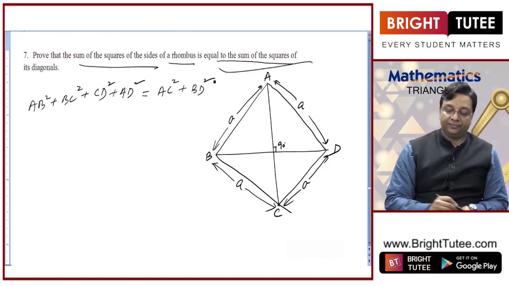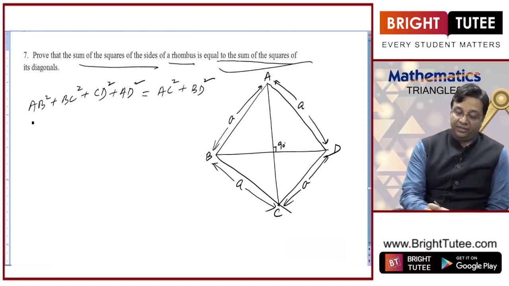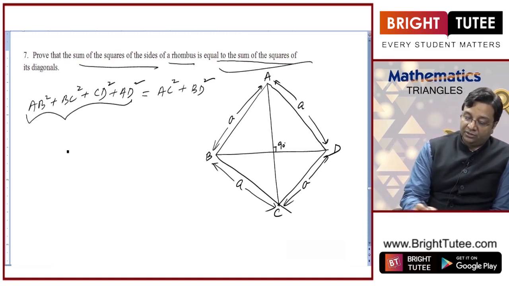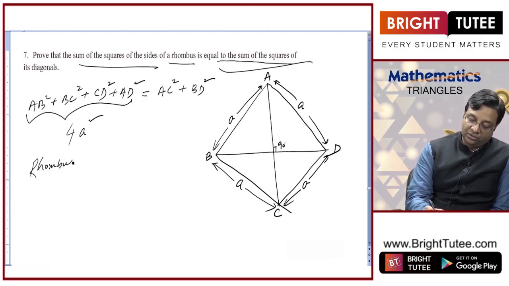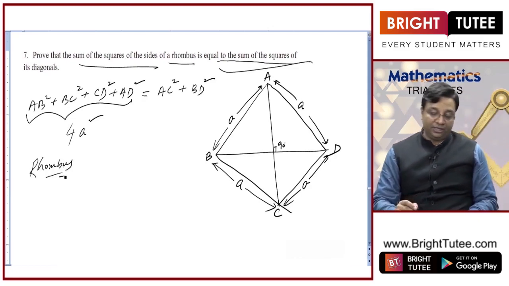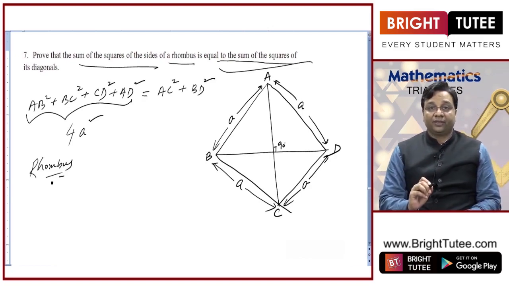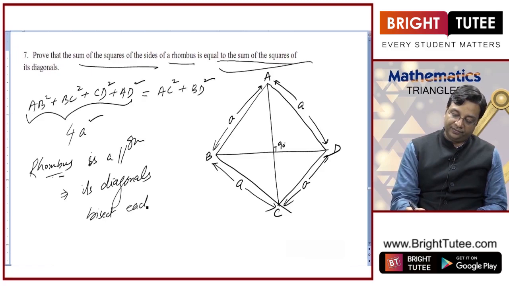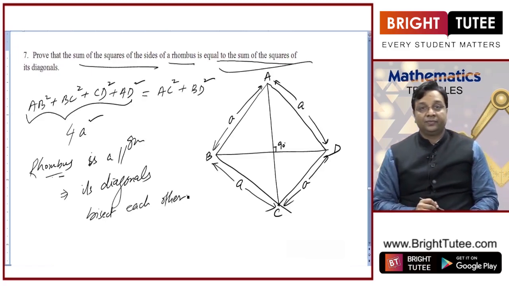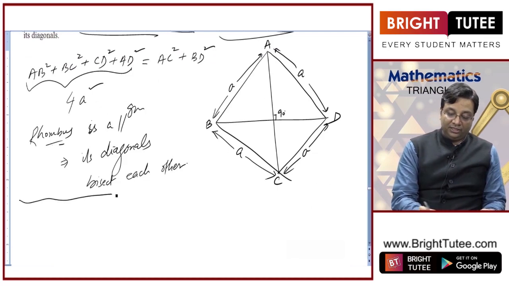Now, notice two things. Number one, all sides are equal, so I can write it as 4A square also. This is number one thing. Second thing, a rhombus is also a parallelogram, right? It's a special kind of parallelogram where all four sides are equal. So, a rhombus is a parallelogram, so its diagonals bisect each other.